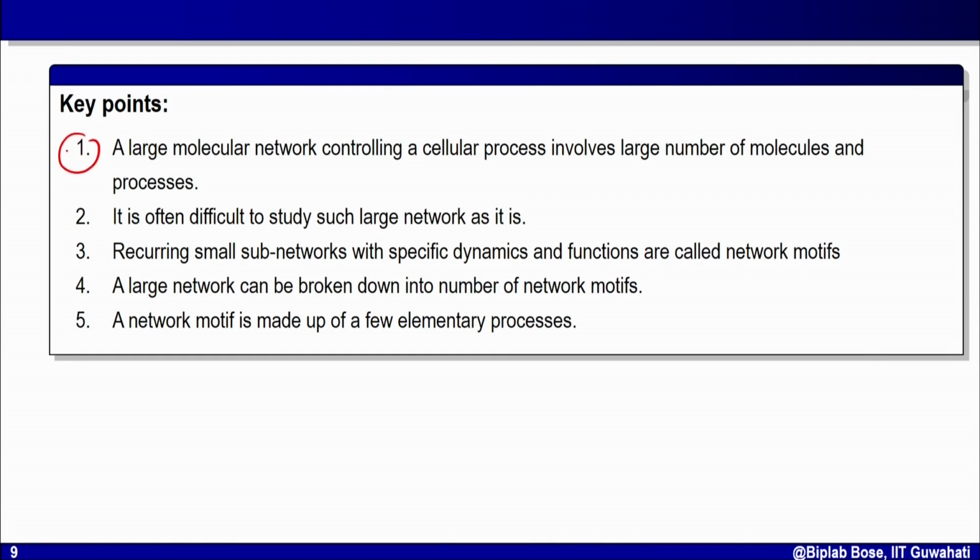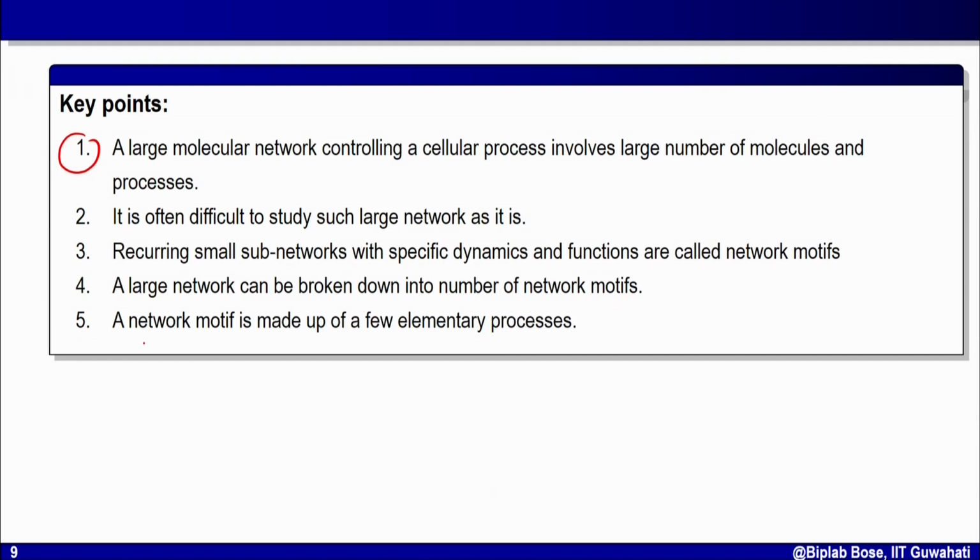A large molecular network controlling a cellular process involves a large number of molecules and processes. It is often difficult to study such a large network as it is. It is difficult to study as it is, if you have to do it experimentally as well as if you do it mathematically. Interestingly, there are recurring small subnetworks which we call network motifs, with specific dynamics and functions. So we want to break down the large network into small network motifs and try to study them or create mathematical models for them. A large network can be broken down into a number of network motifs.